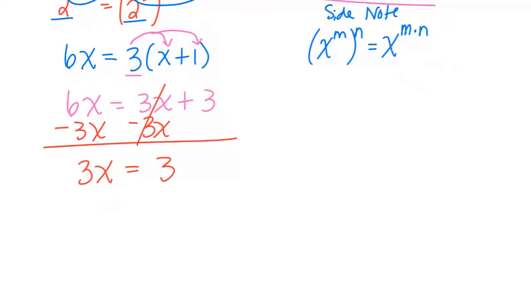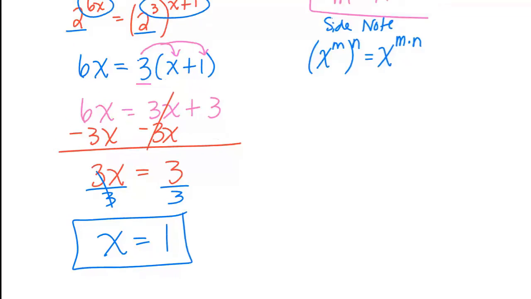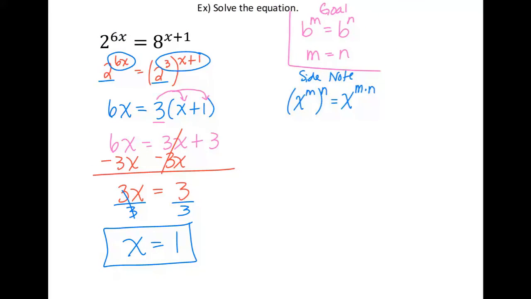And then what do we do after? Divide by 3. That gives us x is equal to 1. And that's my final answer. Okay? So it's not really that much different. It's just doing this extra step right here of distributing and then solving for x.